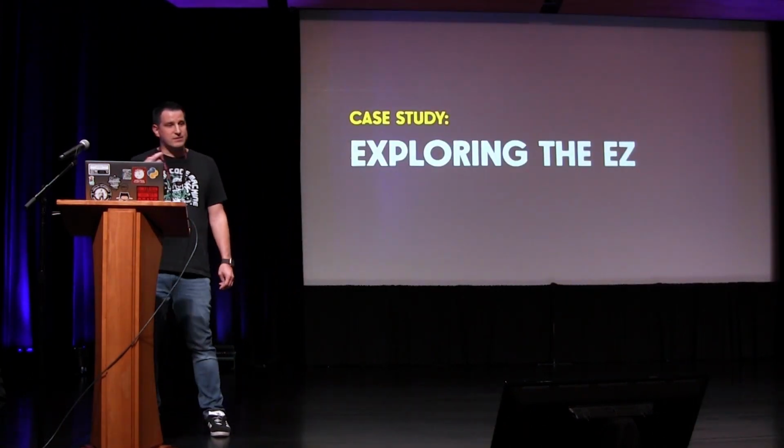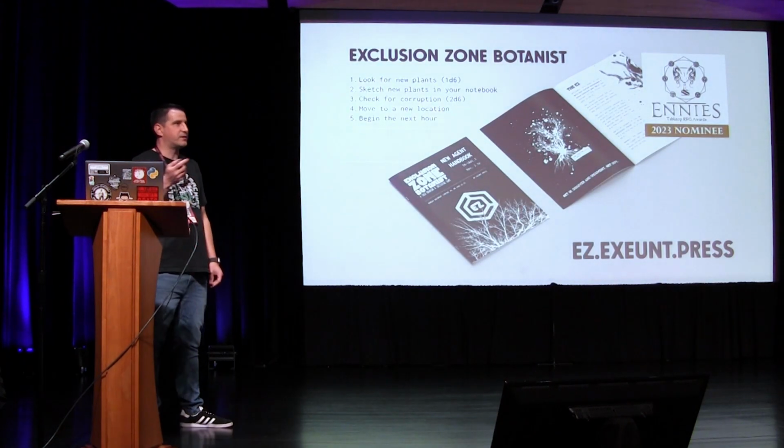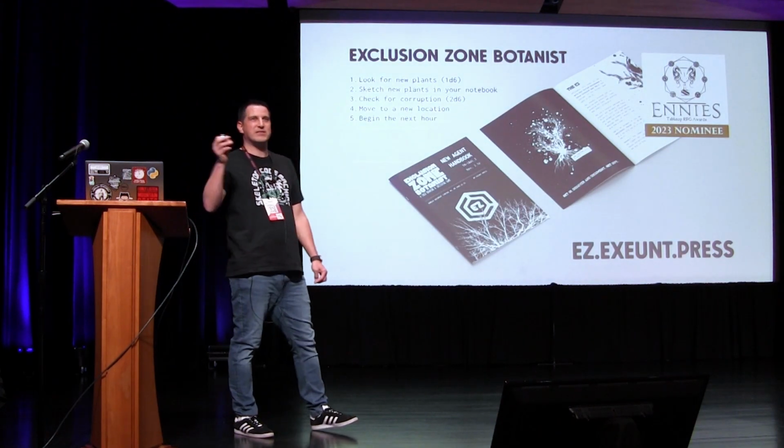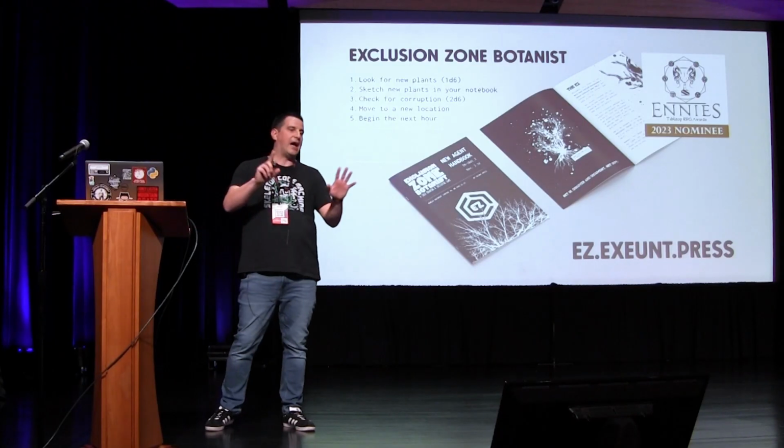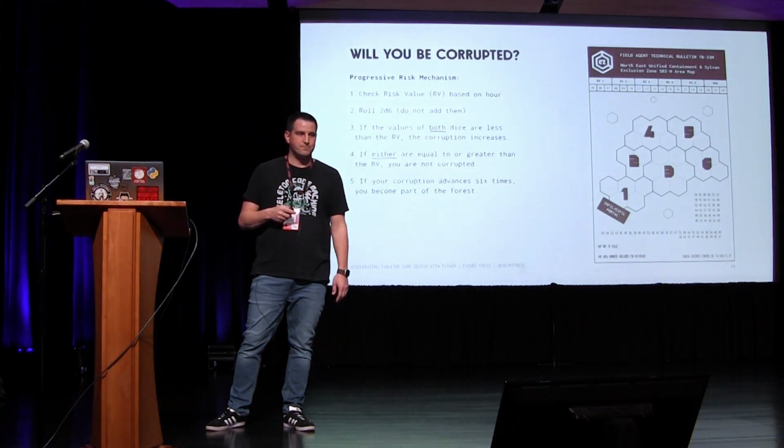So using a similar mechanism, another one is Exclusion Zone Botanist. In this one, if you've ever seen the movie Annihilation, if anybody's ever seen that one, you're going into a dark and corrupting forest. You are looking for new plants to explore. You're obviously a botanist. And each round, you have a chance of being further corrupted by the forest as things start to go a little weird in a creepy body horror sort of way. You're moving to a new location, and then again, you're beginning the next hour. So just at a high level, that's kind of the core game loop.